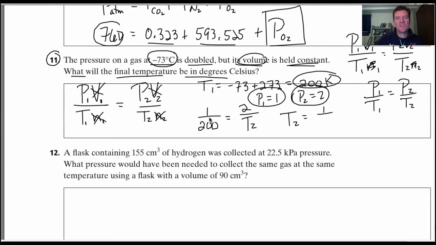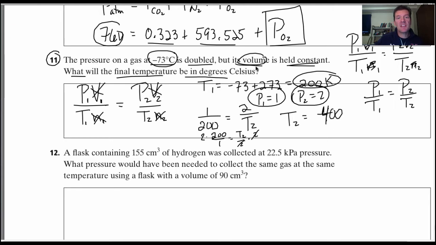Okay, here's one way to solve this. I'm going to flip both of them because T2 is the denominator. So I'm going to have 200 over 1 equals T2 over 2. And then I'm going to multiply both sides by 2 to cancel that. Okay, so I get 400. My new temperature is 400.